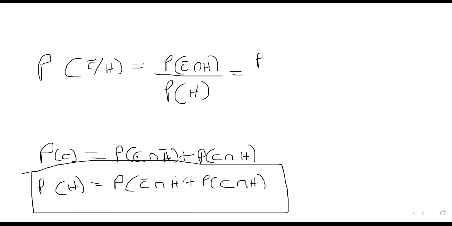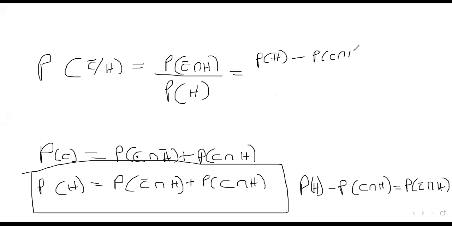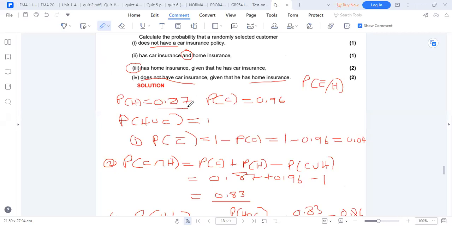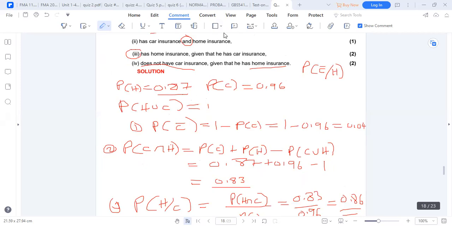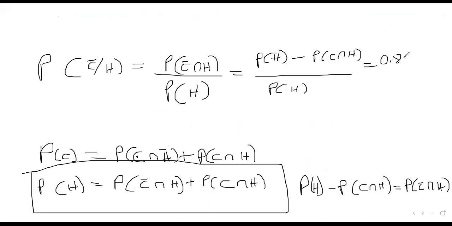Okay, so we make this one the subject of the formula because we want to place it there. When this one goes aside, it will be probability of H minus probability of C intersection H, which gives us the probability of C complement intersection H. So we manipulate: instead of putting that, we put probability of H minus probability of C intersection H, over probability of H, because we don't have the other one, so we cannot solve it. What is the probability of H? 0.87. The intersection is 0.83, and H is 0.87 again. So 0.87 minus 0.83 over 0.87.